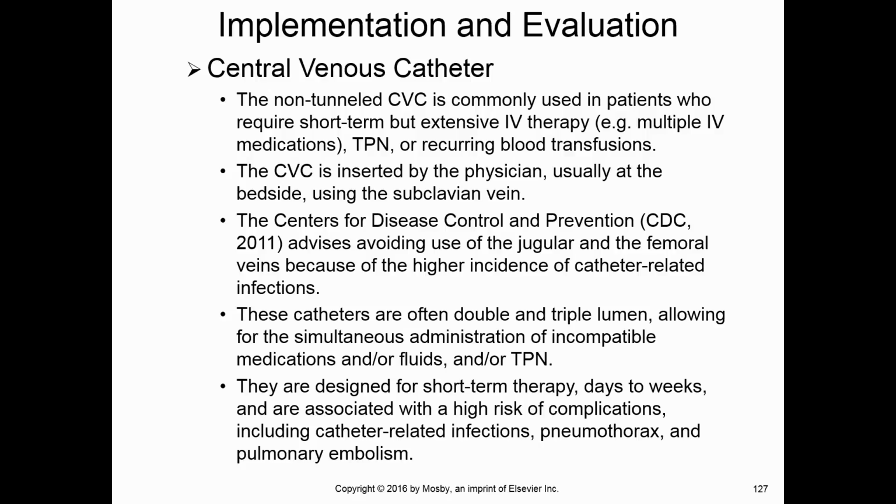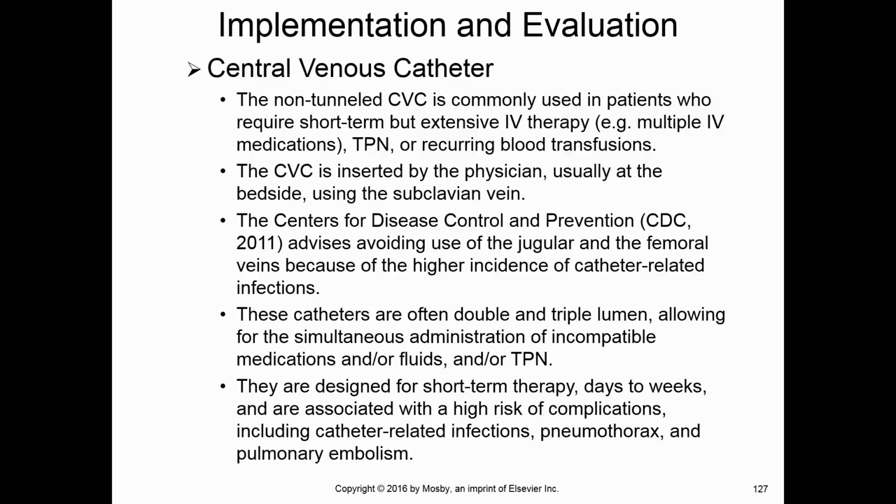The non-tunneled central venous catheter is for short-term use, and this may be 3 or 4 days, or a week or so. But they're getting a lot of IVs, and maybe some toxic ones, some TPN, total parenteral nutrition, maybe receiving some blood products. So a physician needs to put these in. They have what they call double or triple lumen, which basically means this is a catheter that has 2 or 3 different catheters in it, sort of. We'll see some examples of these.